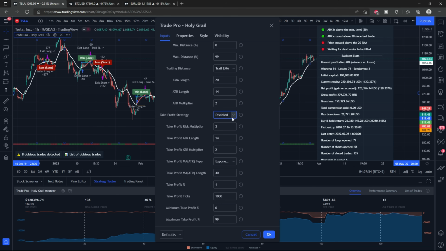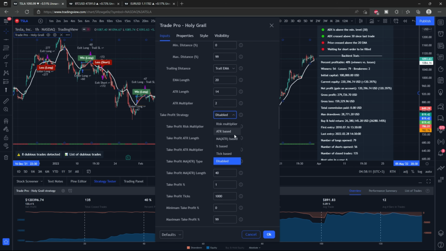You can, though, turn this on and have it set to actually take profit at a certain level, whether it be a certain risk level, so risk multiplier. Let's just say you want to take profit once price has gone 3 times your risk in your trade's favor.